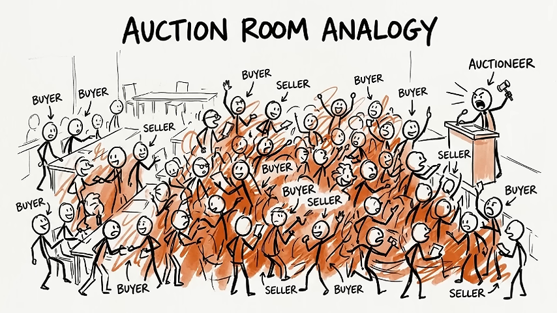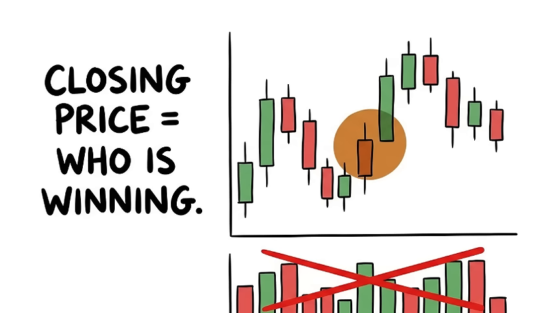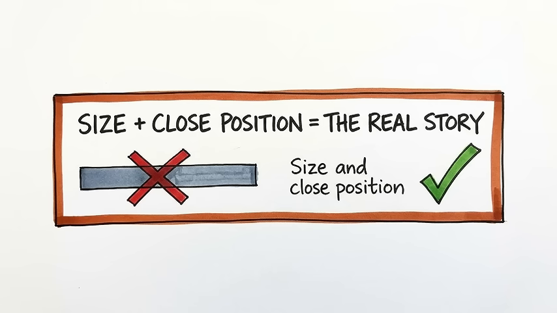Think of a busy auction room. The room is packed, high volume, but there are buyers and sellers everywhere. You cannot say today is all buying just because the room is full. Full means activity. To know who is winning, you look at where the closing price is, not the color of the volume bar. The rule is simple. Don't look at the color of the volume bar. Look at the size of the volume bar combined with where the candle closes. Size plus close position. That is where the real story lives.